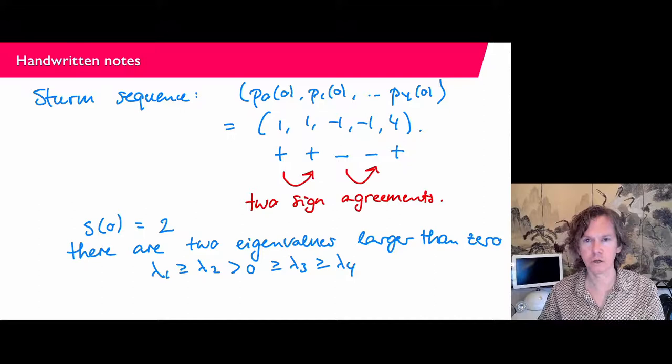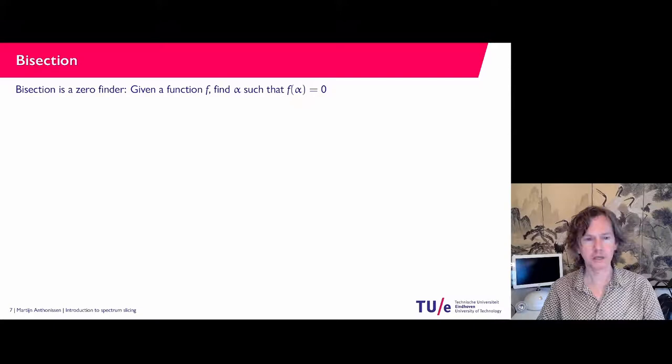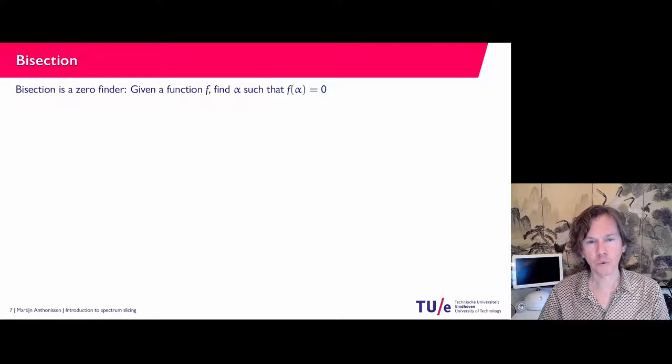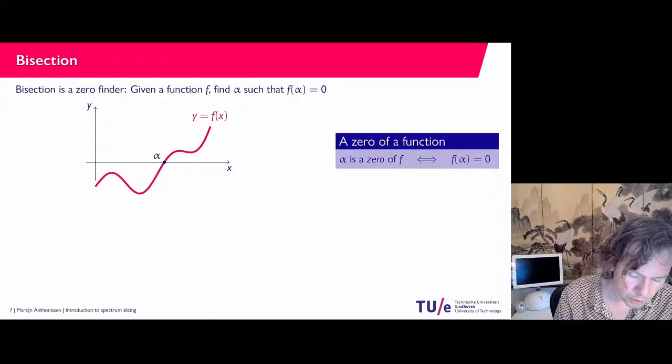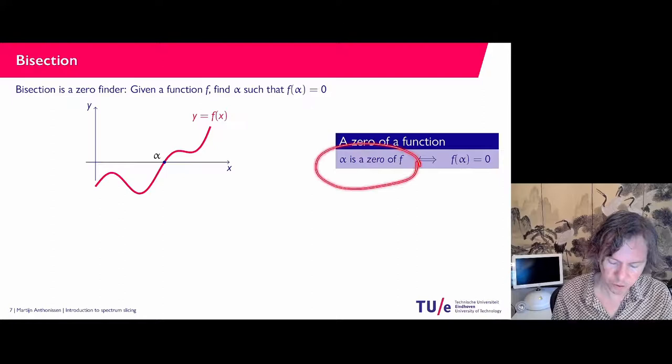So what it is, is a zero finder. So given some function f, we try to locate alpha such that f of alpha equals 0. So where does the graph of the function intersect the horizontal axis? For which x values is f of x 0? So here's a little plot. And what you see here is that here is a zero of the function. So alpha is a zero of the function. That just means that f of alpha equals 0.